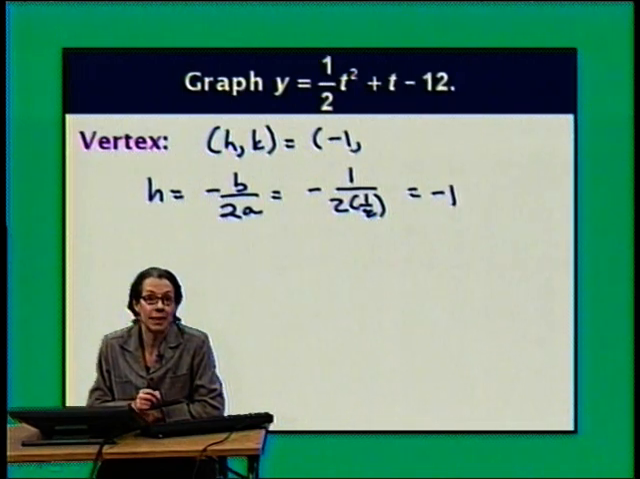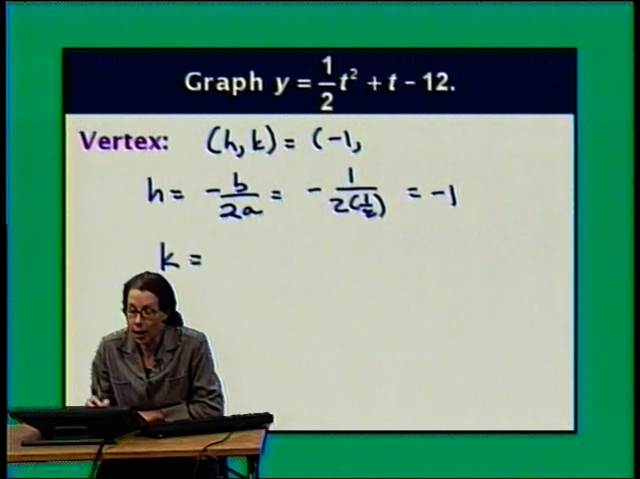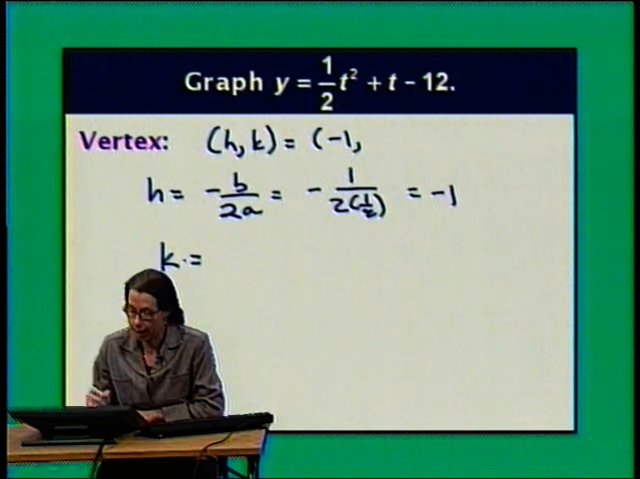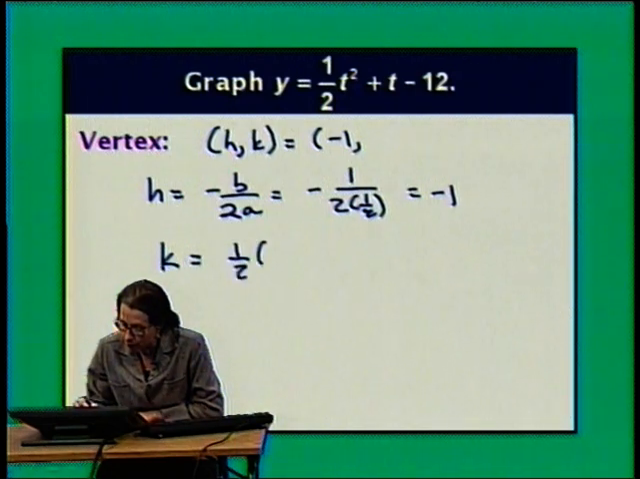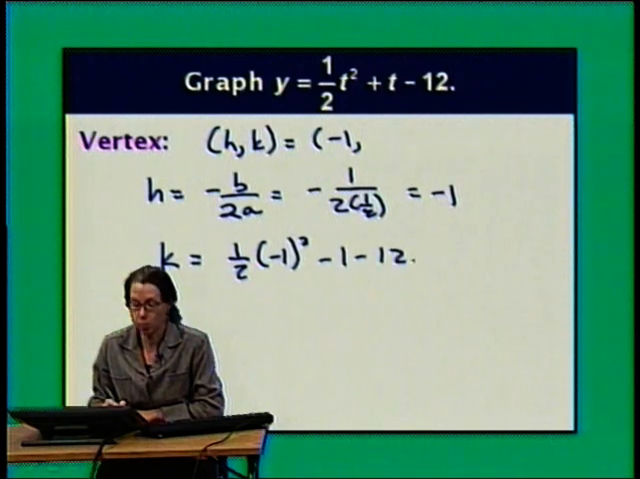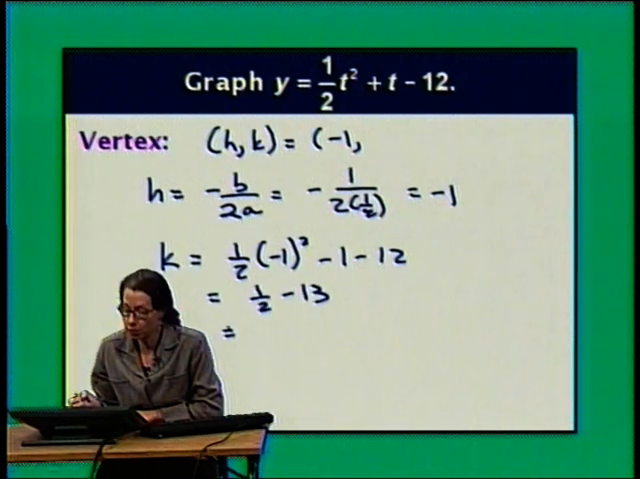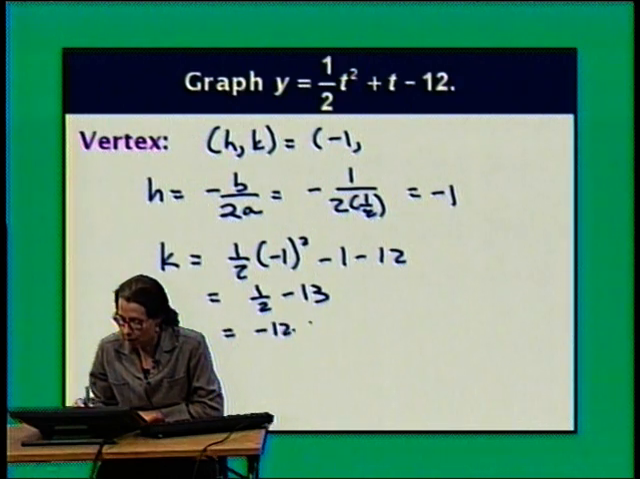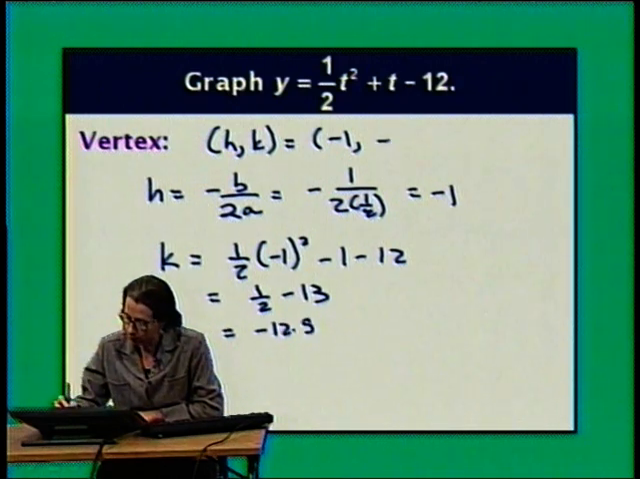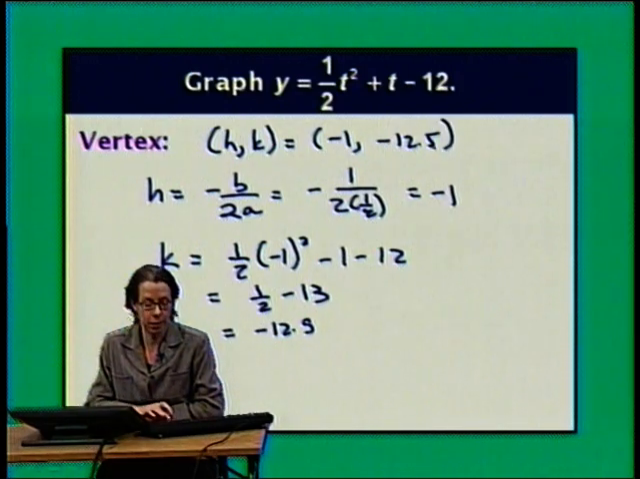So if my t-coordinate of the vertex is -1, I need to find my y-coordinate of the vertex, which I'm calling k. So this is 1/2 times the square of -1 plus -1 minus 12. So this is going to be 1/2 minus 13, so this is -12.5. I'll write that as a decimal. So now I have the coordinates of the vertex.